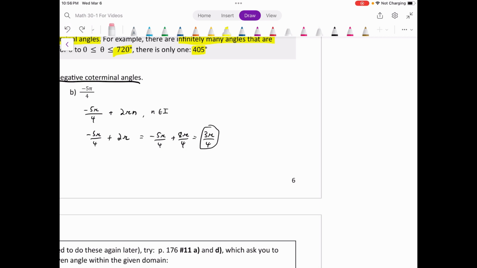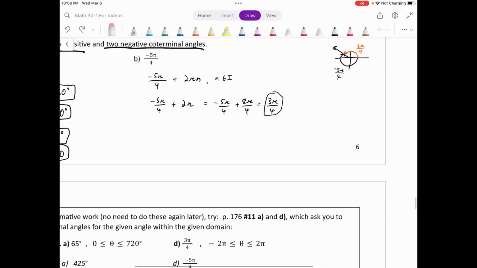All right, let's do the next one. We wanted 2 positive and 2 negative. So let's do negative 5 pi over 4 plus 2 pi's, right? 2 full rotations, so plus 4 pi. That's going to be negative 5 pi over 4. If we get a common denominator, 4 is the same as 16 over 4.